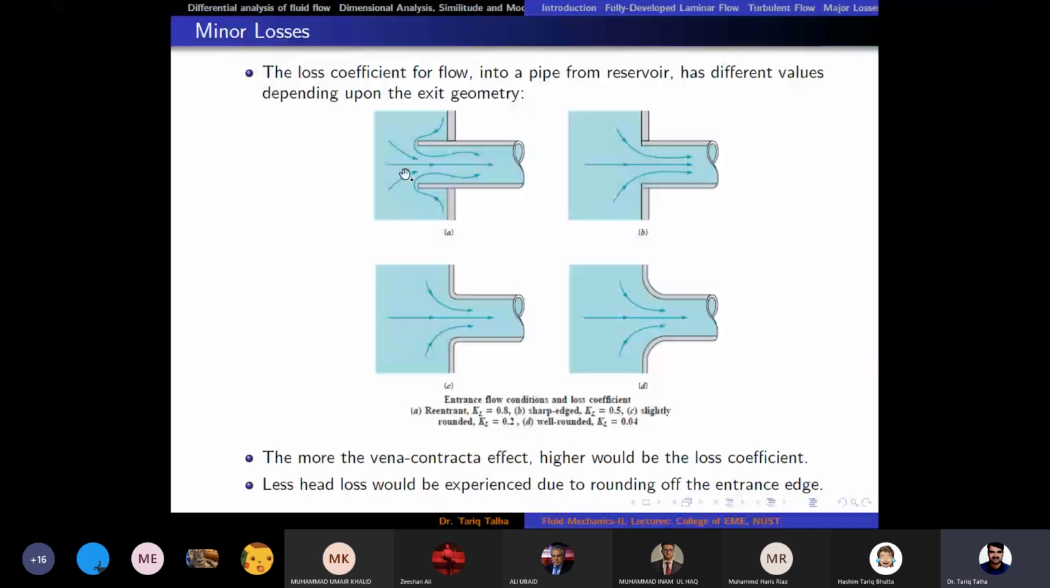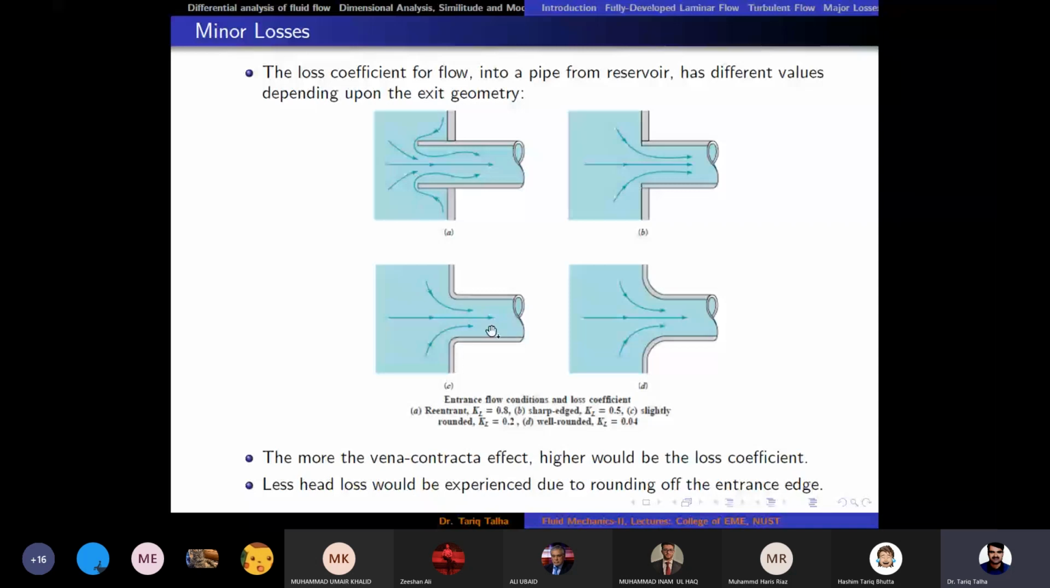So let's see here, that is a re-entrant region. It means that the pipe is within that reservoir. So the flow which is coming from the top has to first go to the left, and then it would have to come back on the right hand side. If you see the KL value for the re-entrant region, that is 0.8, so it means that the loss is quite high.